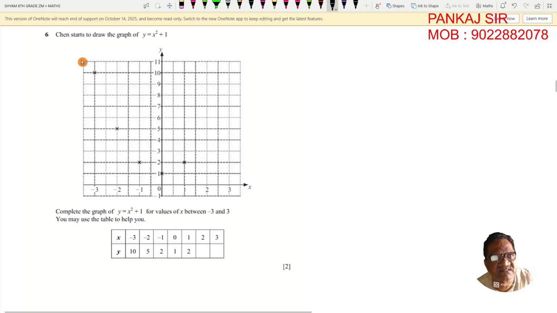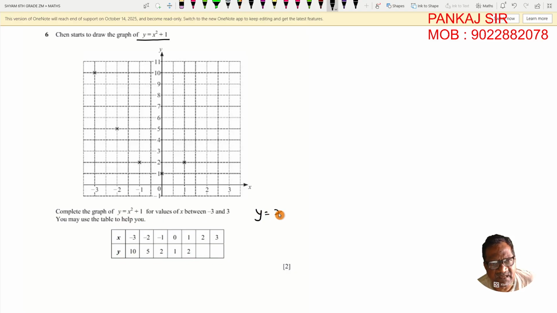Question number 6. It says that Chen starts to draw the graph of y equal to x square plus 1. So he is drawing the graph for y equal to x square plus 1. Complete the graph of y is equal to x square plus 1 for values of x between minus 3 and 3. You may use the table to help you. So this is the table given to you. The x values between minus 3 and 3 have been taken and corresponding y values have been found out using this equation.